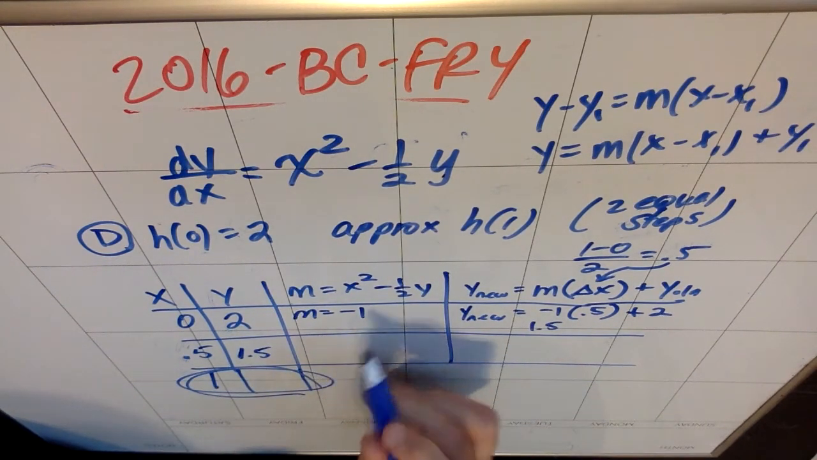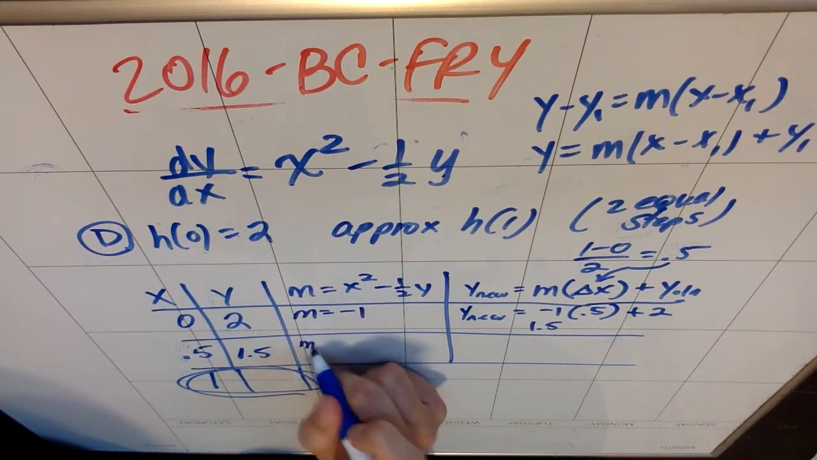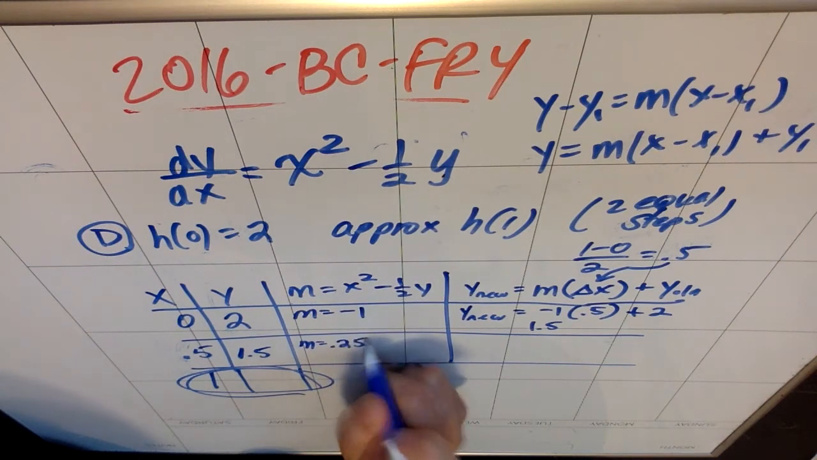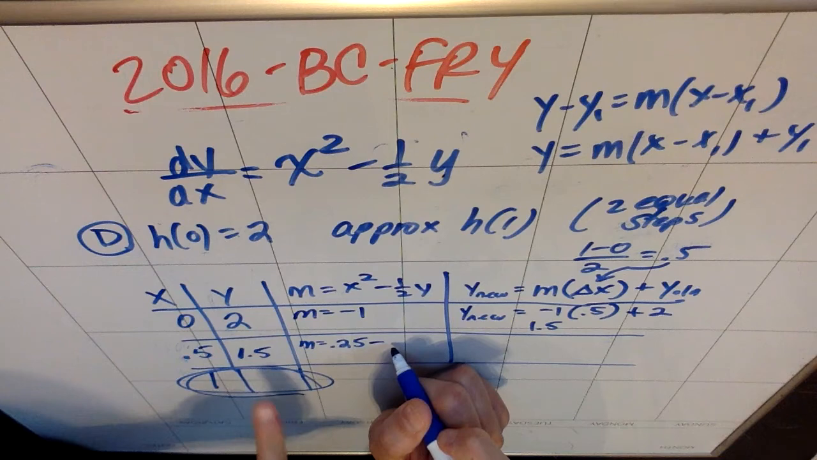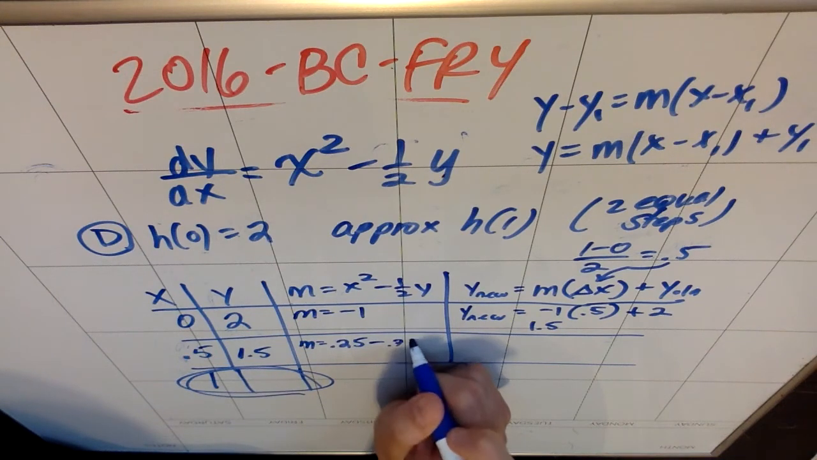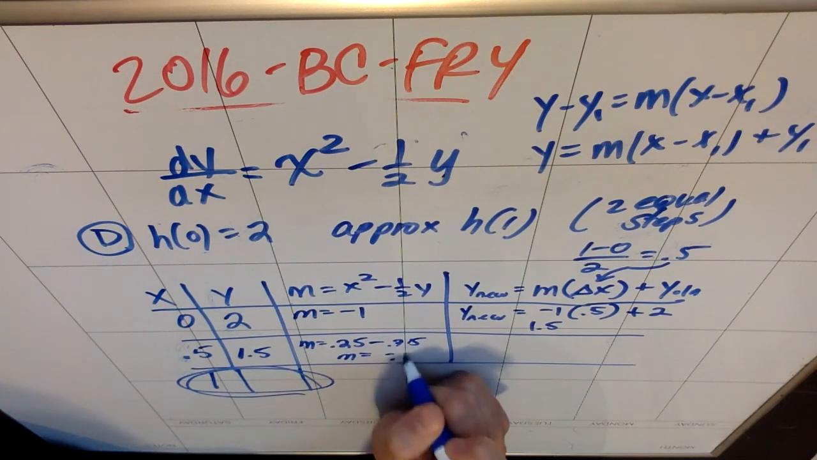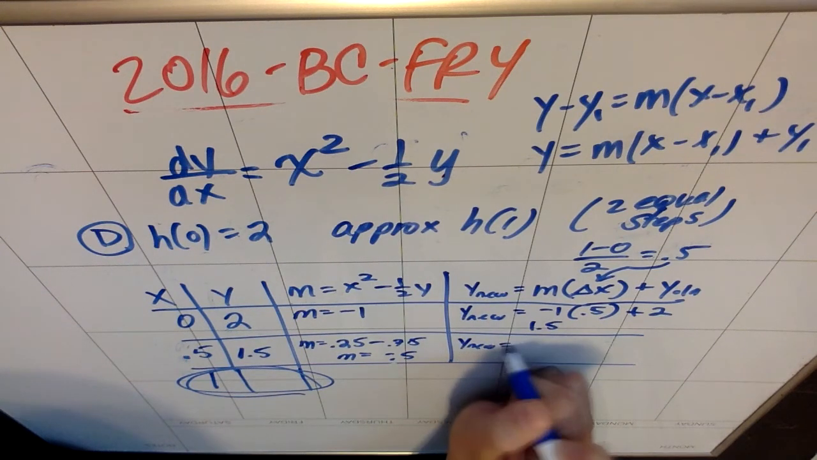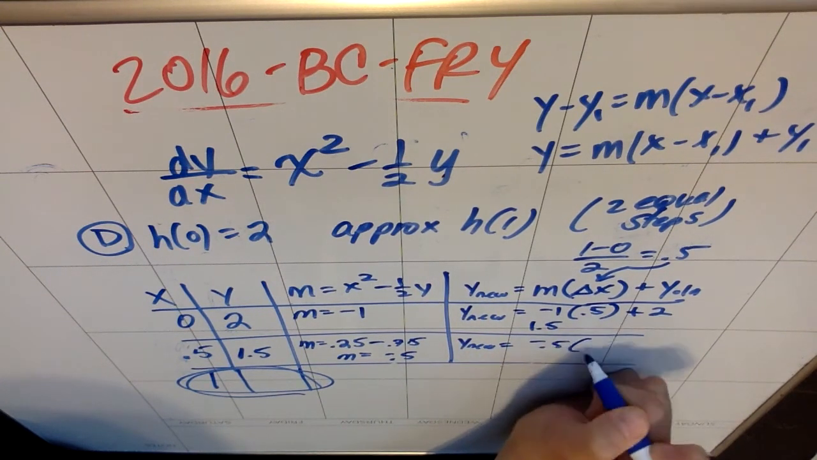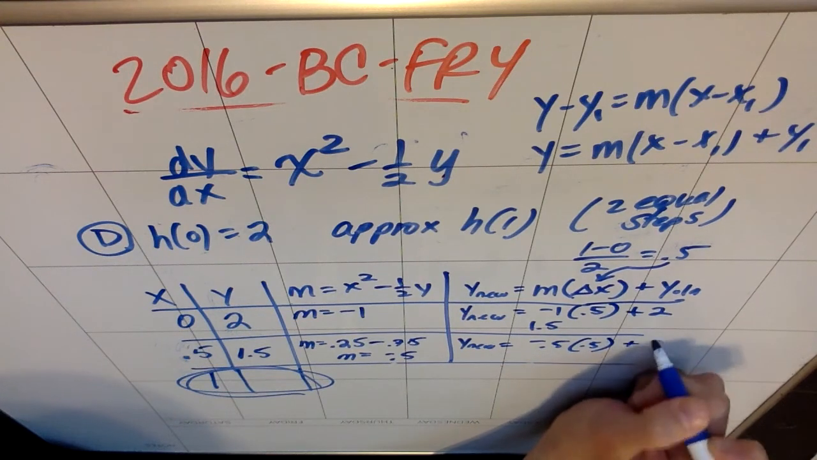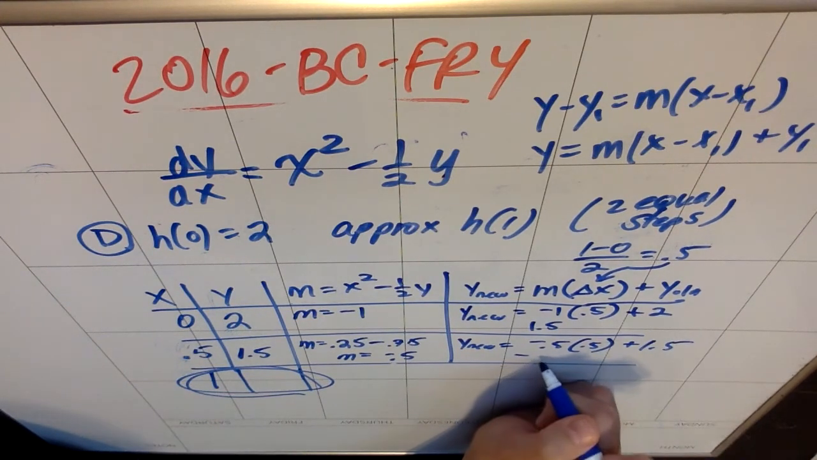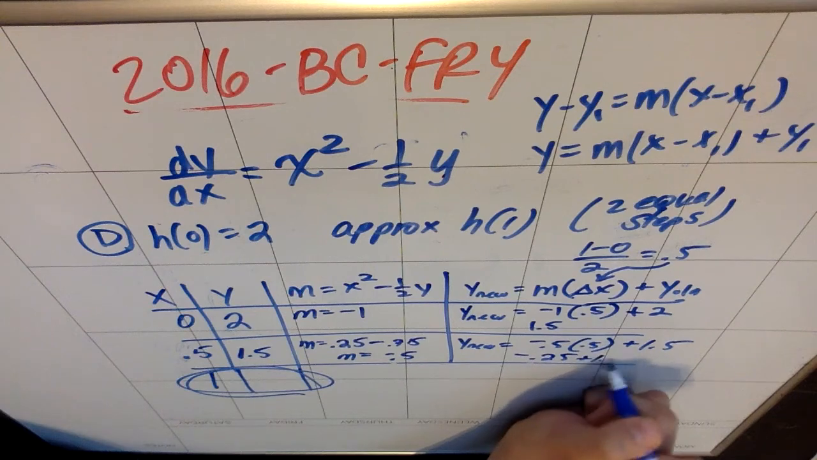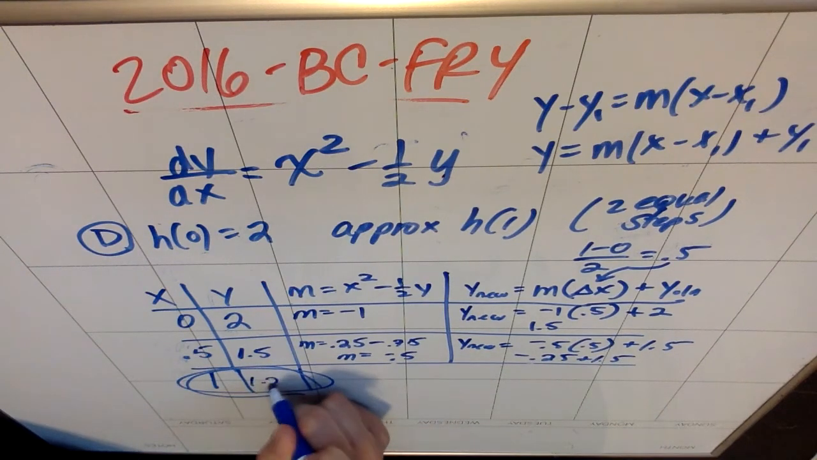And then I do the same thing again. So my slope is x squared, which is going to be 0.25, minus half of a 1.5, which is 0.75, so I end up getting a slope that is -0.5. So now my new y, which is going to end up being my final answer, is -0.5 times 0.5 plus the 1.5. Well, that's -0.25 plus 1.5, which gives me a 1.25.